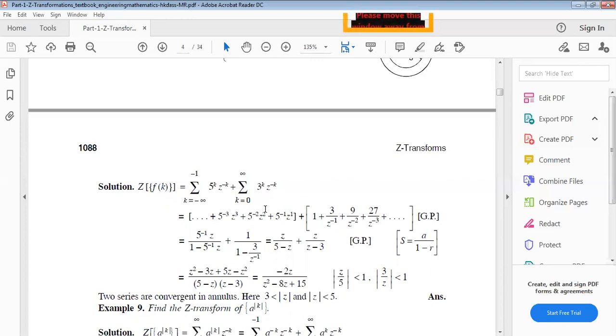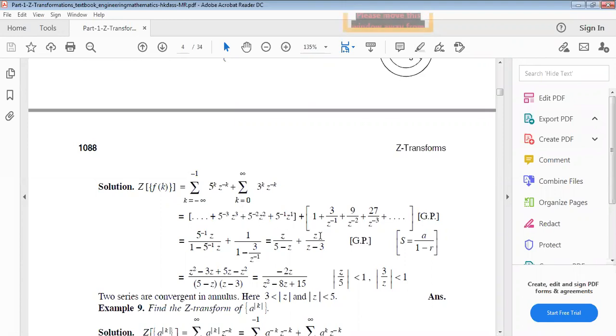For k equals to minus 2, we get this: 5 to the power minus 2, z to the power minus 2, that means z squared. Then for k equals to minus 3, 5 to the power minus 3 and z cubed. On the left, if we go up to minus infinity, it will never be finished. The Earth will be finished, the universe will be finished, but the counting will never be finished.